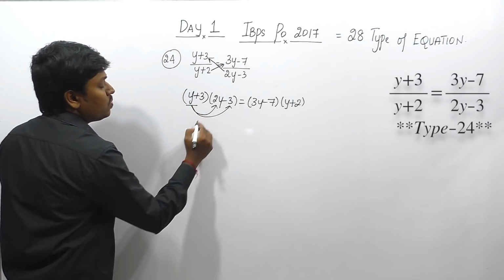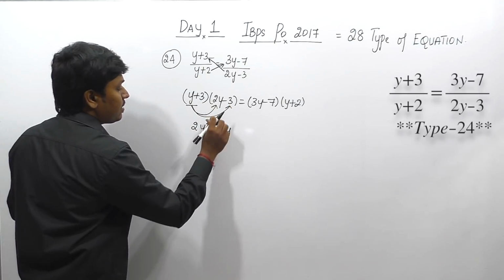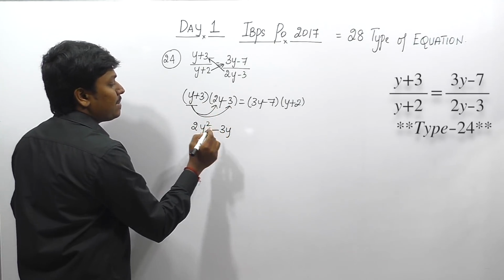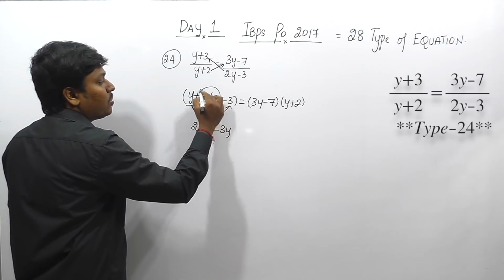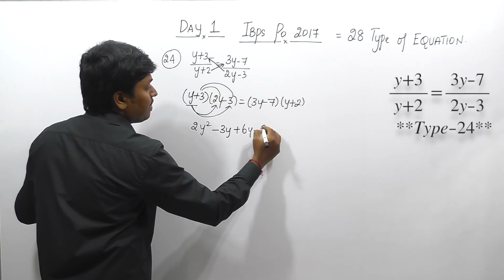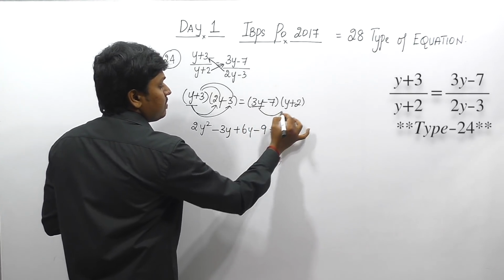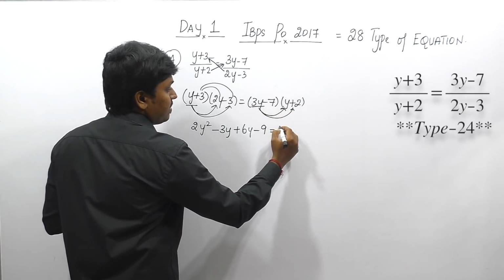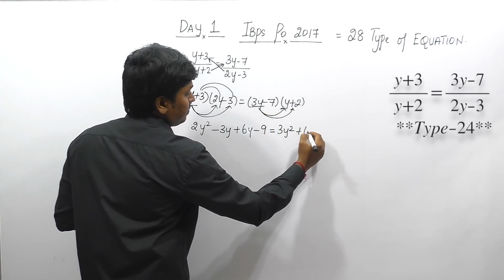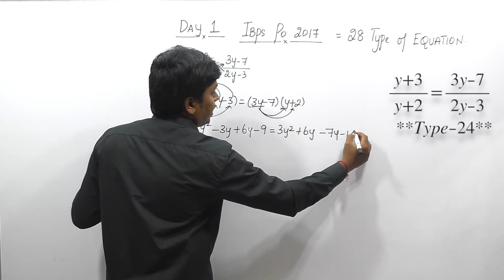So this becomes 2y square, and y into this becomes minus 3y, right? Next, by keeping 3 as constant, multiply with both the numbers. So 3 into 2 will be 6y, and 3 into 3 will be minus 9, equals to. Similarly, by keeping 3y constant, we need to multiply with both the numbers. So this becomes 3y square plus 6y, minus 7y minus 14.